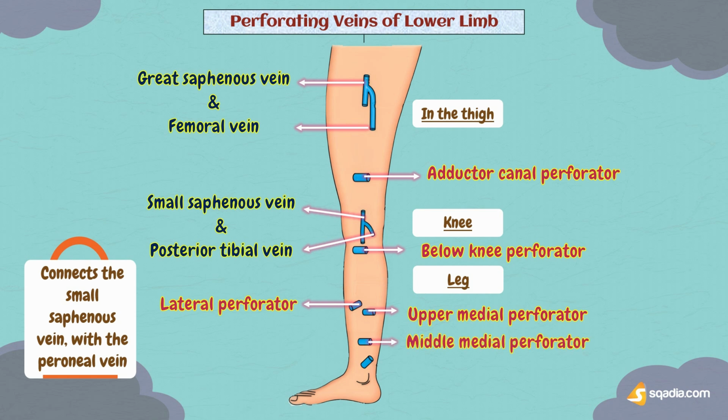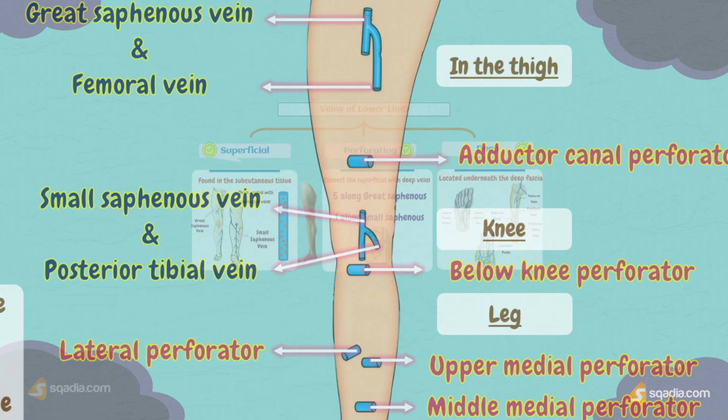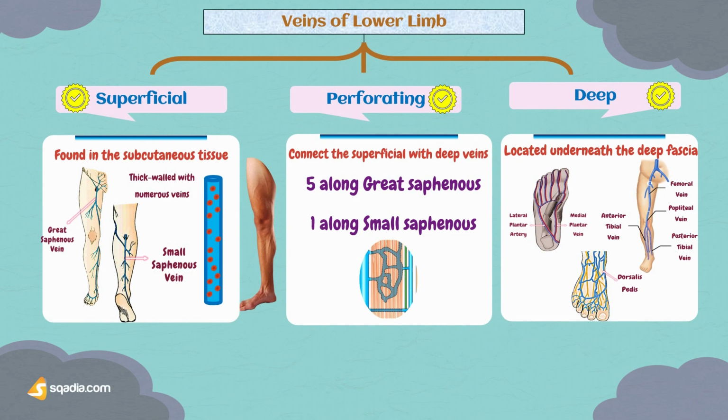The middle medial perforator lies above the medial malleolus. The lower medial perforator lies posterior-inferior to the medial malleolus. As we have seen, the veins of the lower limb are classified into 3 groups. They play a critical role in returning blood from the legs and feet back to the heart.